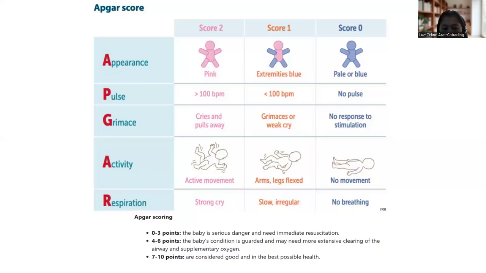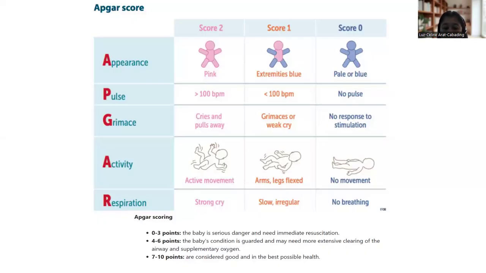And for breathing or respiration, of course, no breathing is 0. A strong cry, that means the baby is breathing, that's a 2. If it's slow, irregular, that is a 1. And so a very good score would be 7 to 10 points. This is good and in the best possible health. A bad score will be 0 to 3.